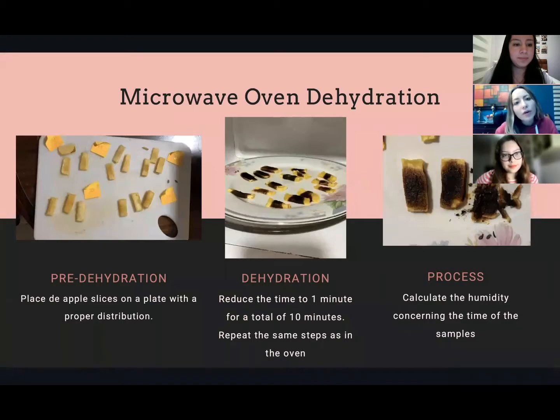Now, for the microwave oven dehydration, we place the apple slices on a plate and make sure they are correctly distributed without piling up, and insert them into the microwave. Considering that heat transfer is much faster in a microwave, the time will be reduced to a minute for a total of 10 minutes, and we repeat the same steps as in the oven. For each of these processes, the humidity will be calculated considering the time of the samples, which will be used later to find the diffusion coefficient. Now we will show you a video of the whole preparation process.